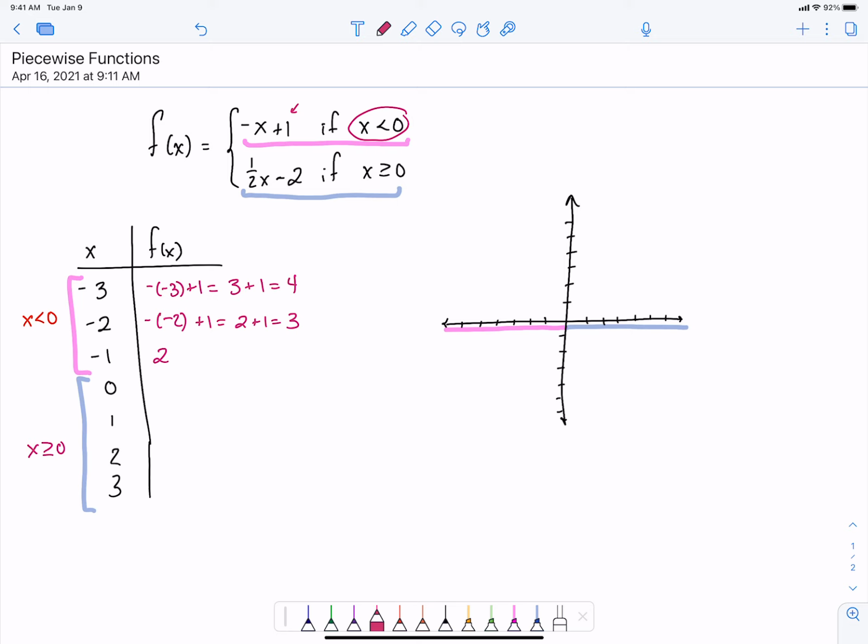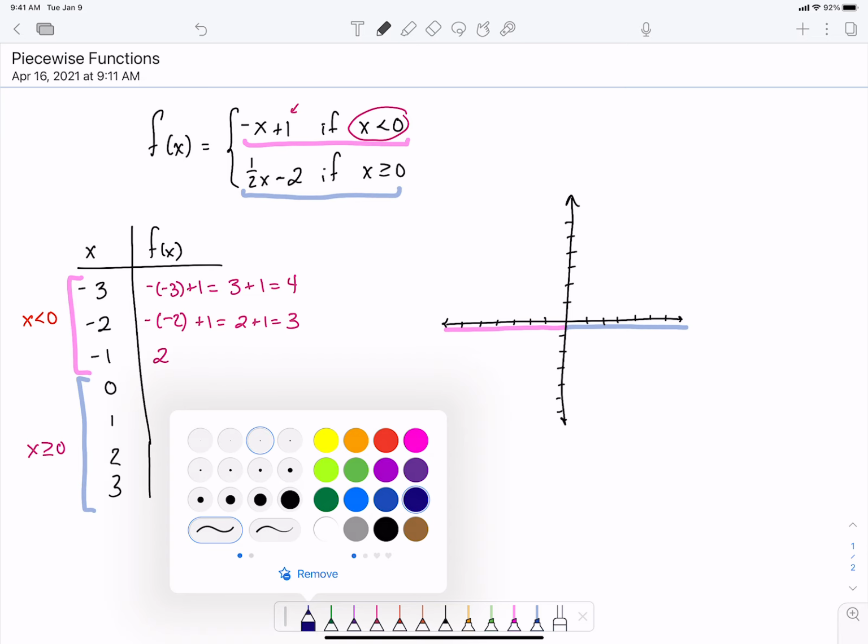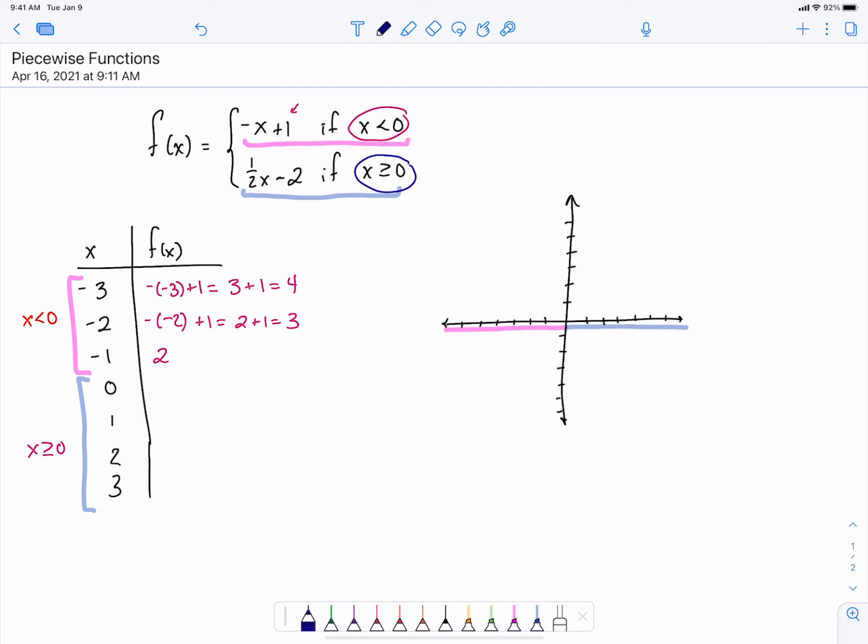Now, when we do get to 0, that's where we switch to our other part of our domain, our second part of our domain, when x is greater than or equal to 0. So these points we plug into our second function. And so when we plug in 0, we get -2. Oh man, I didn't mean to do 1 because that's going to give us a fraction. That's okay. We can do that.